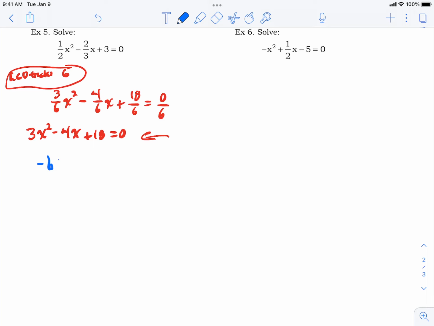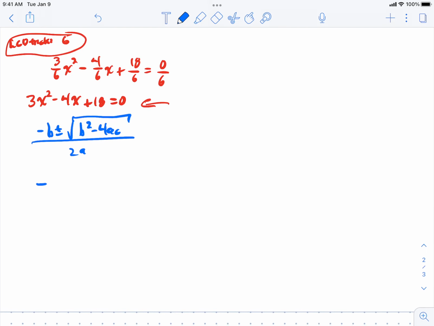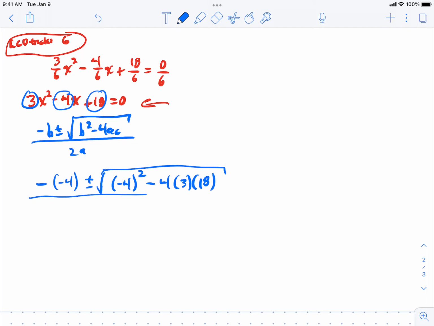Let's grab it again. Negative b plus or minus square root b squared minus 4ac, all over 2a, and it looks like this. Minus. Put the b in. Well, there's the b. It's negative 4. Plus or minus square root of. Again, the b is negative 4. Use parentheses, please. Minus 4 times the a. The a is a 3. Times the c. Well, the c is an 18. All over 2 times, and again, the a is a 3.